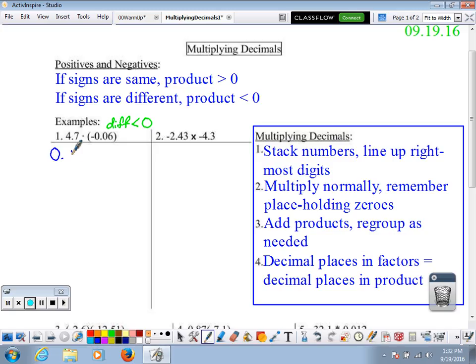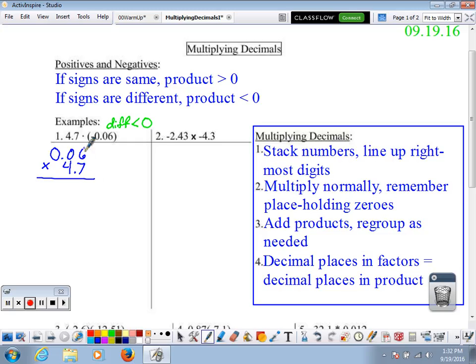And we'll put 0.06 up top, and we'll multiply it by 4.7. Now notice I've got the 6 and 7 lined up. Even though the 6 is in the 100th place, and the 7 is in the 10th place, they're the rightmost digits. So we line those digits up. We don't add any extra zeros for multiplication. Okay, not in the original factors.